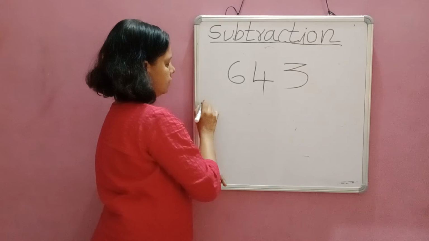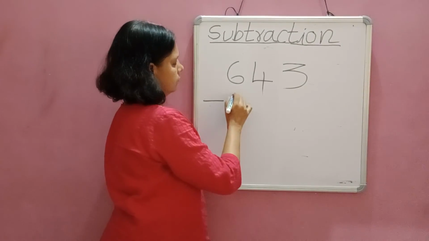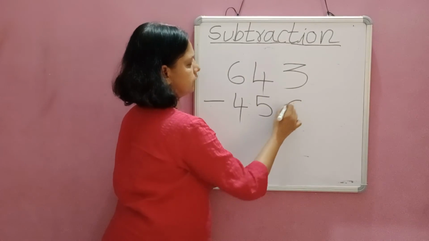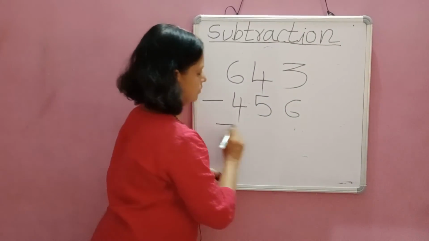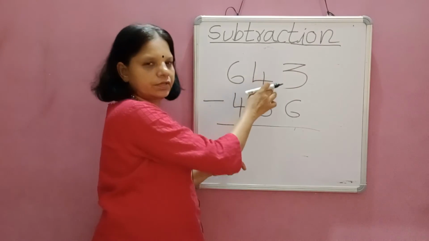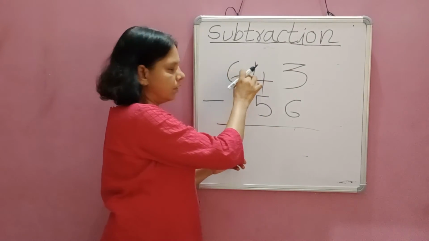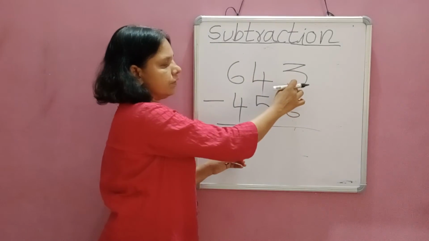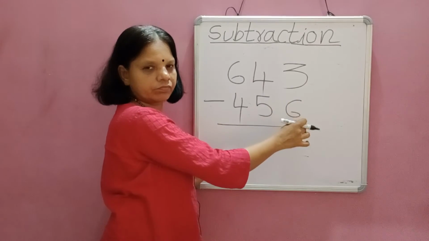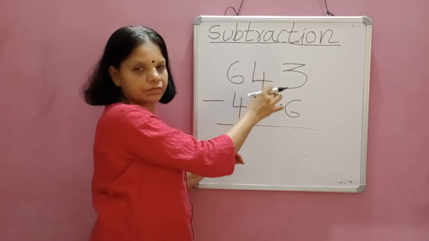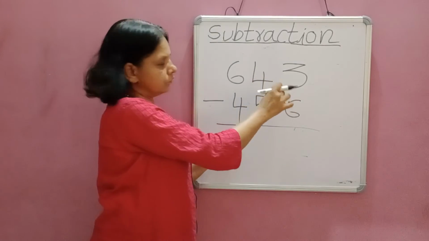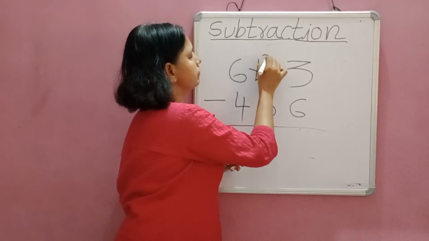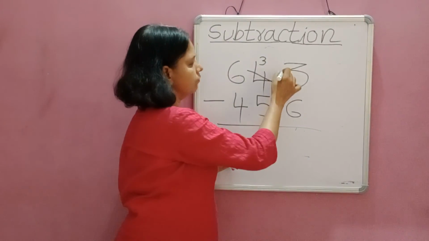643 minus 456. Definitely 6 for 3 is greater, so you have to borrow. Now considering the digits of the units place, again see 3 is smaller than 6. So what will we do? Only 1 unit from the tens place you have to borrow. So when you borrow 1 from here, you cut 4, this becomes 3. And here it becomes 13.